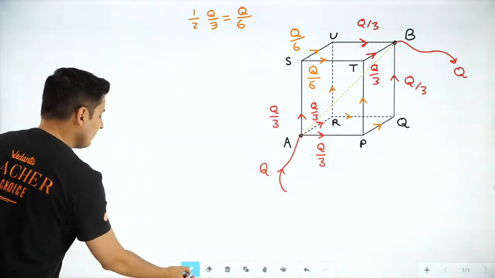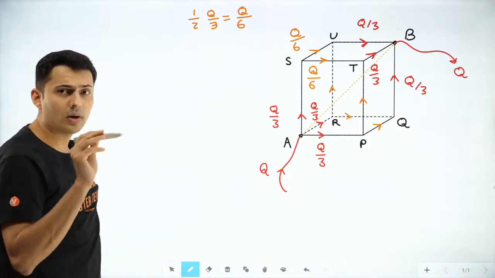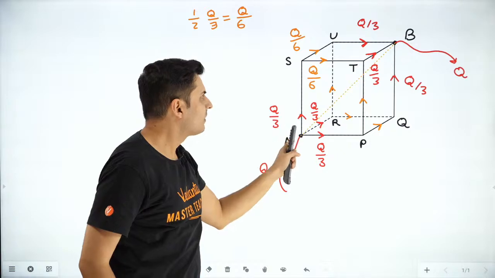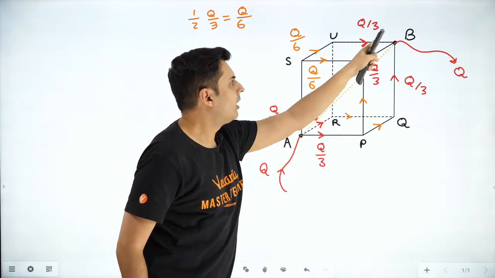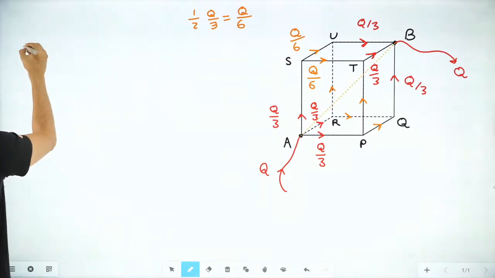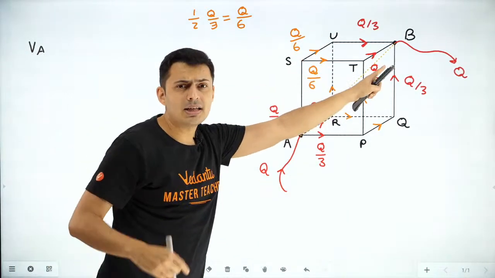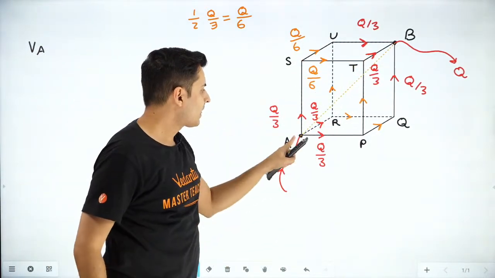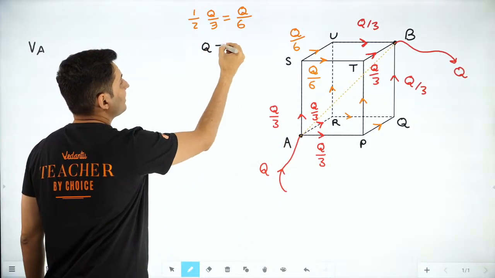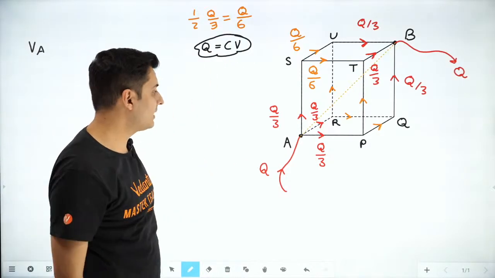Now, you'll be like, sir, okay, we did all this. Now what to do? Please tell us. Okay, it's simple. Go from any point, let's say A, via any path, to the last point, from A to B. From point A, if you start and go till point B, just add the potentials on the way. Think about the formula. Q was CV. Remember, this was the formula that we always use for charge on the capacitor.